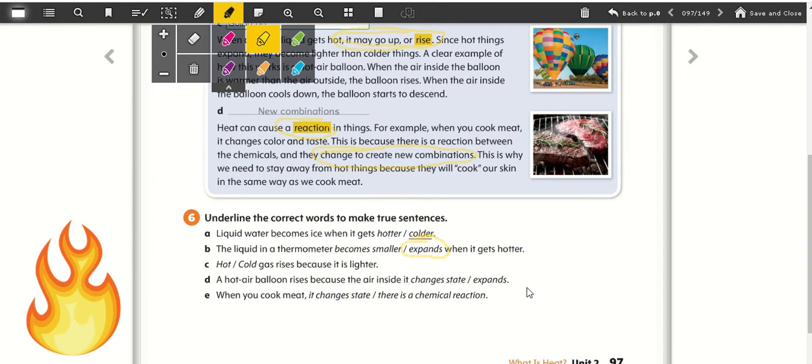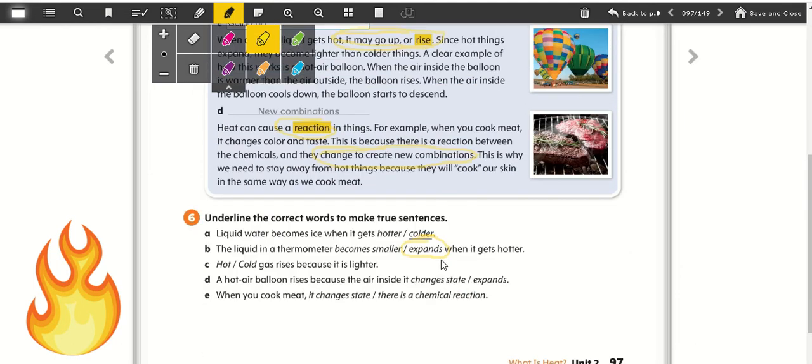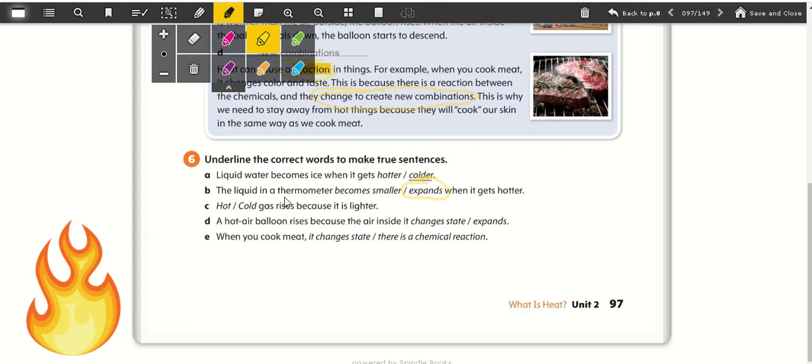Let's do letter C. Letter C says hot or cold gas rises because it's lighter. That reminds me of letter C. Letter C says that when something is hot, it's going to go up or it's going to rise. So in this case, chicos, when something rises, ve que aquí tengo esta palabrita, rises, es clave. Si algo se está levantando, that means that thing is going to be hot. So hot gas rises because it's lighter.